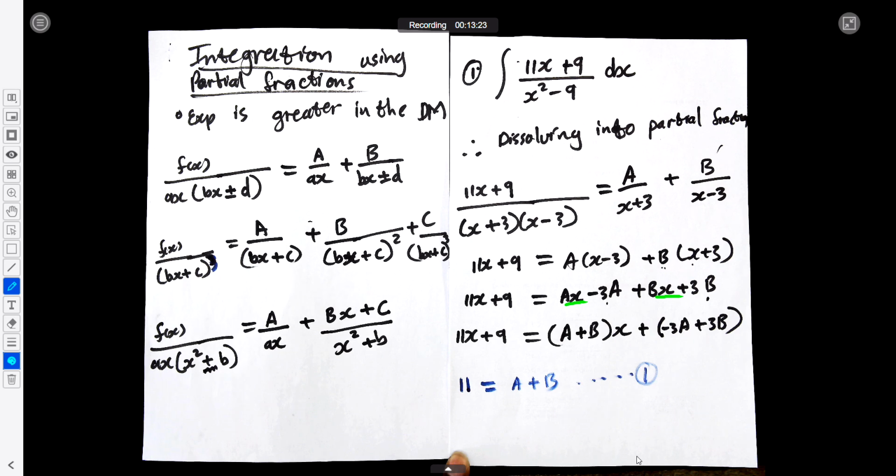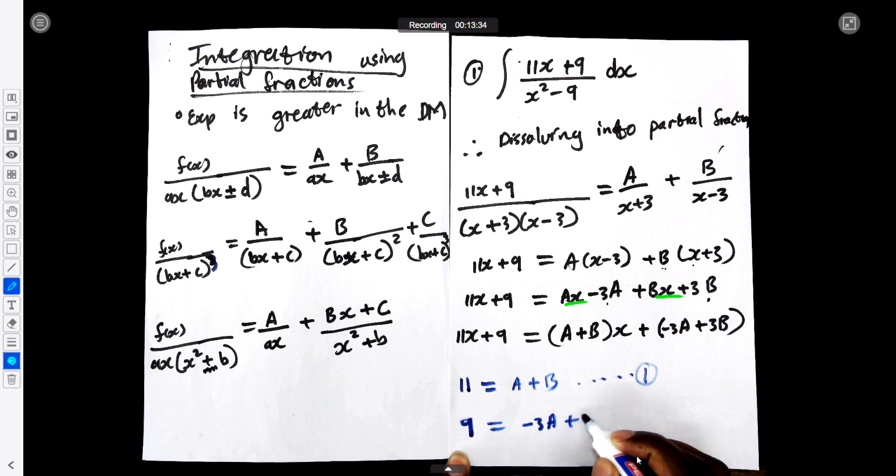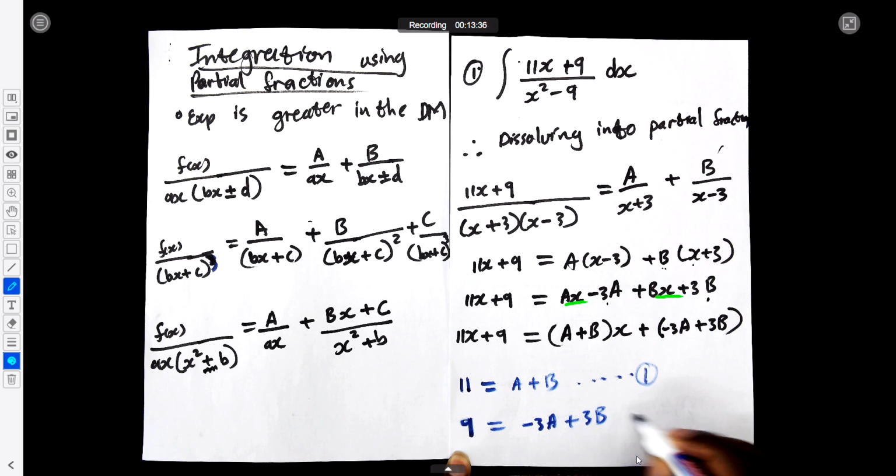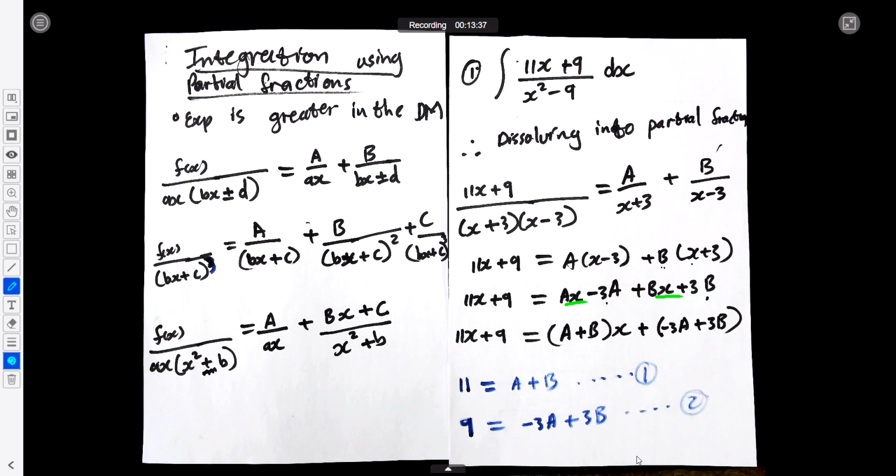Now going to the constants. In the left hand side, the constant is 9. On the right hand side, we have what? Minus 3a plus 3b. So therefore, we have equation 2.